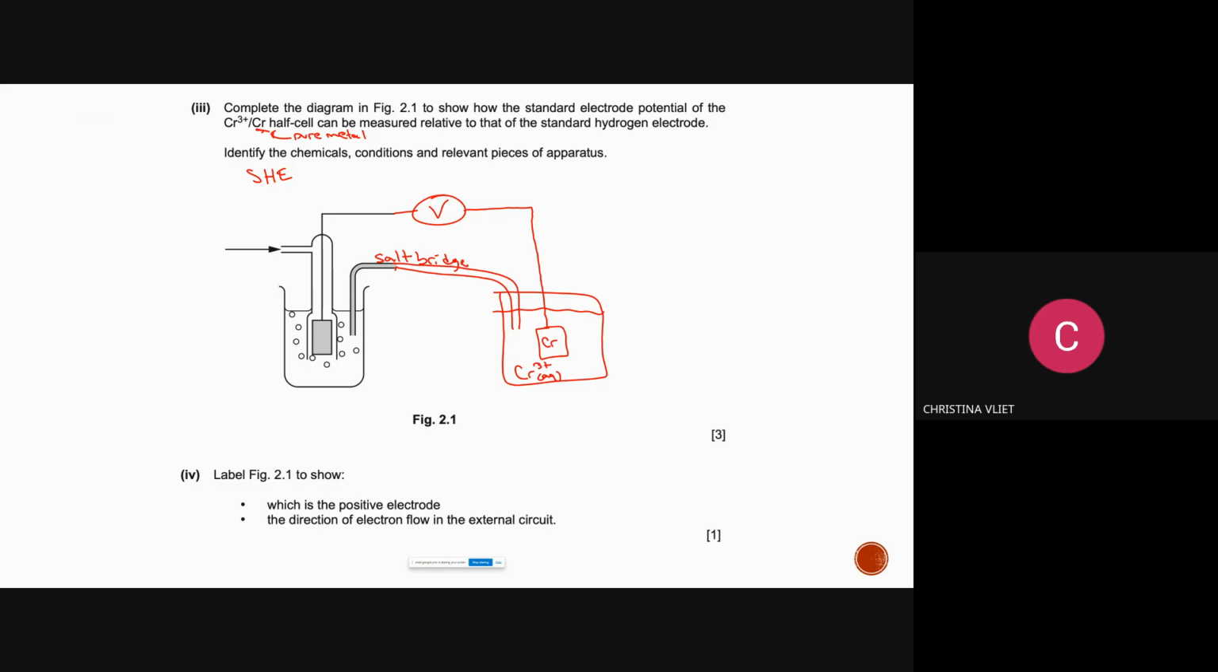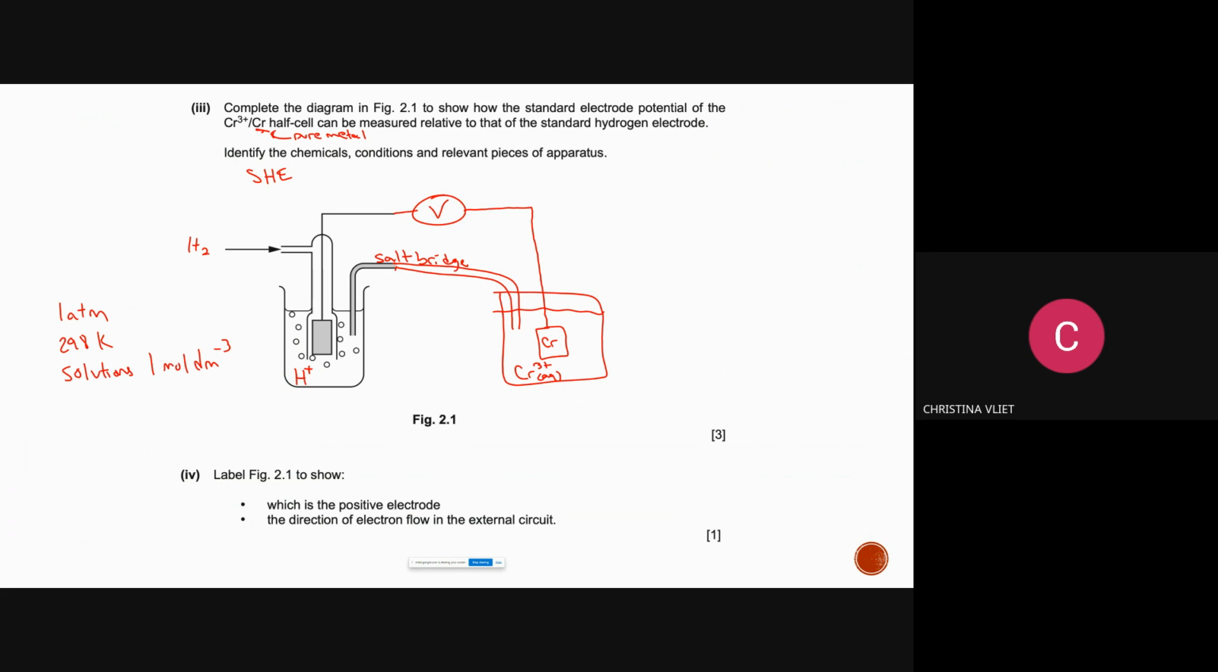Over here on the sheet, what's coming in? What's the gas going in? H2. And what's in here? H+, the acid. So that's good. Now what do we need to include? We need our conditions. Our conditions are 1 atm, 298 Kelvin. Solutions are 1 mol dm^-3.